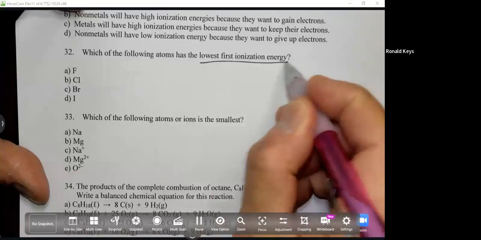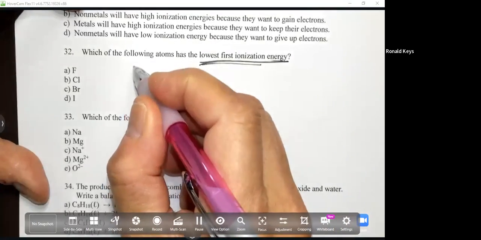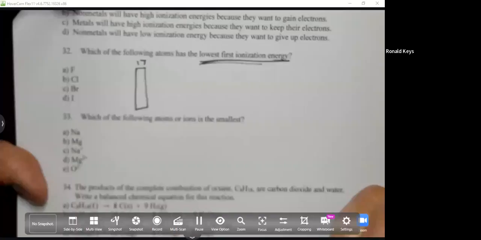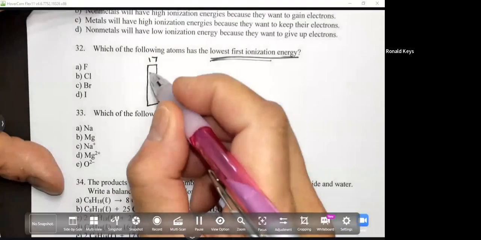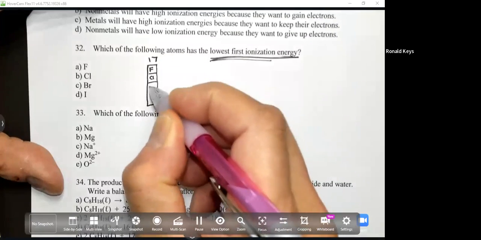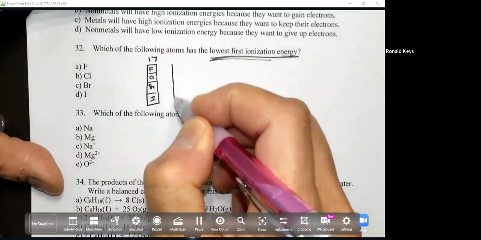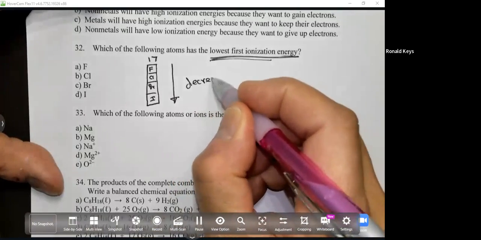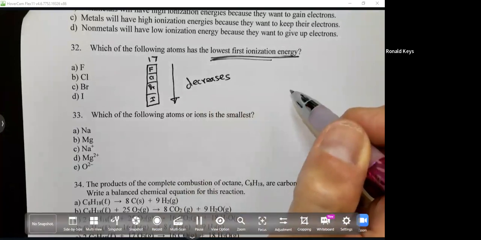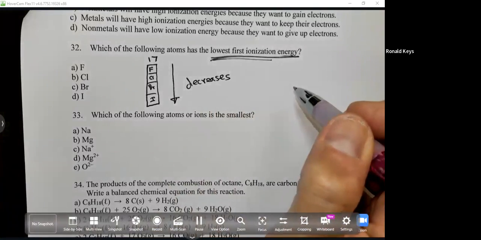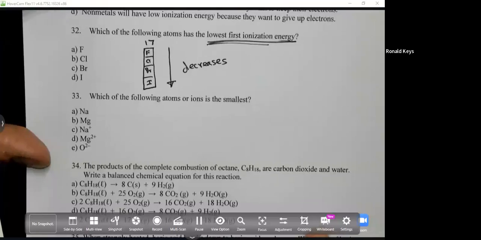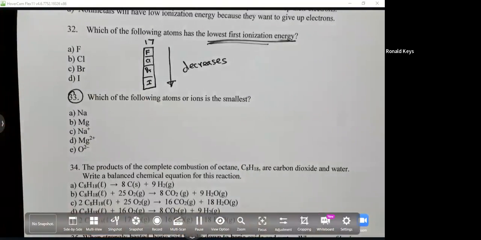Okay, 30, 32, 33, 36. 32, which of the following atoms has the lowest first ionization energy? All of these are in group 17 going down. And what happens to ionization energy as you go down the group? As you go down the group, ionization energy decreases. So it looks like the lowest first ionization energy should be at the bottom of that group. 33 we're going to cover today.